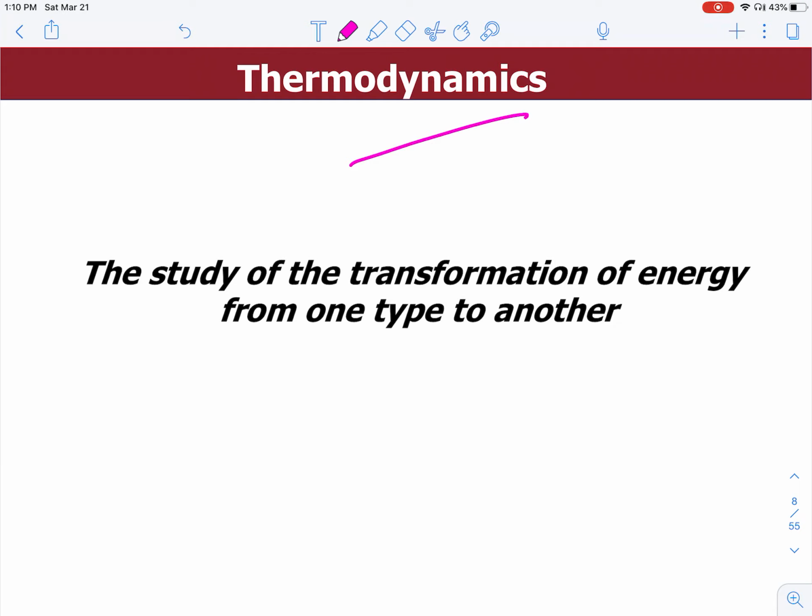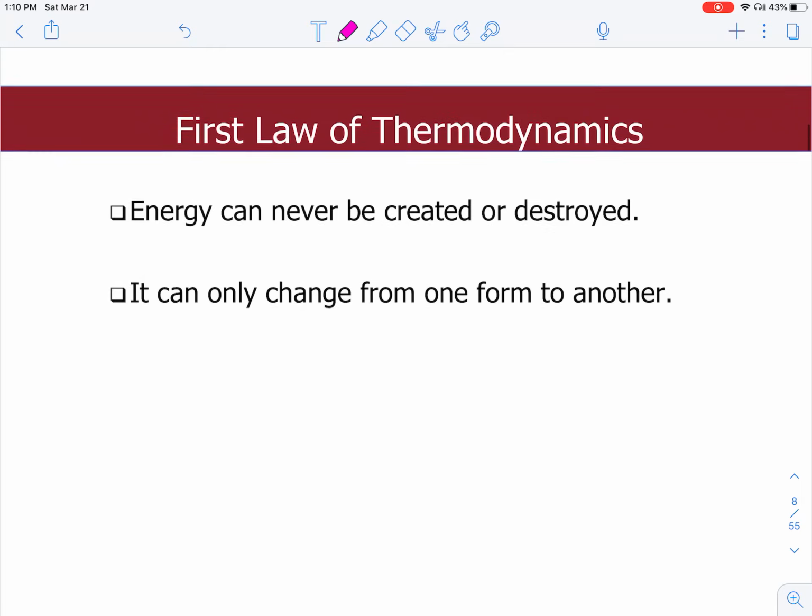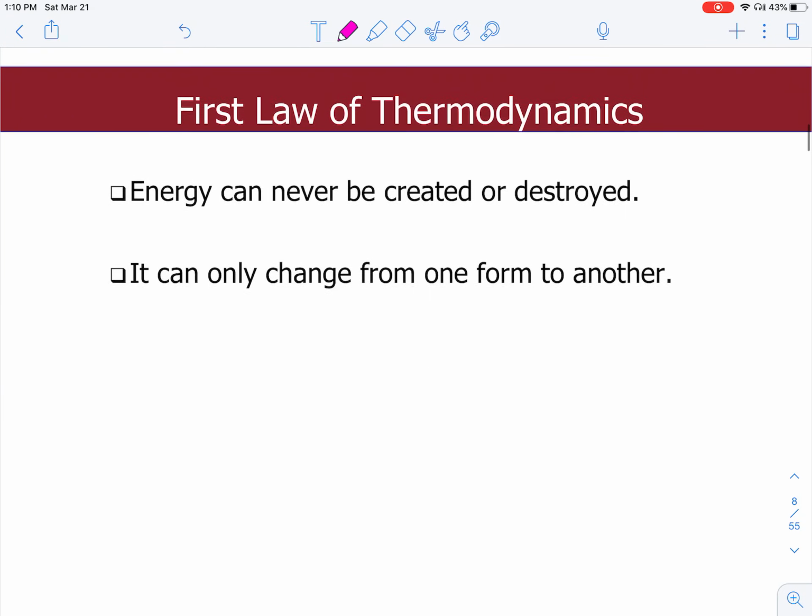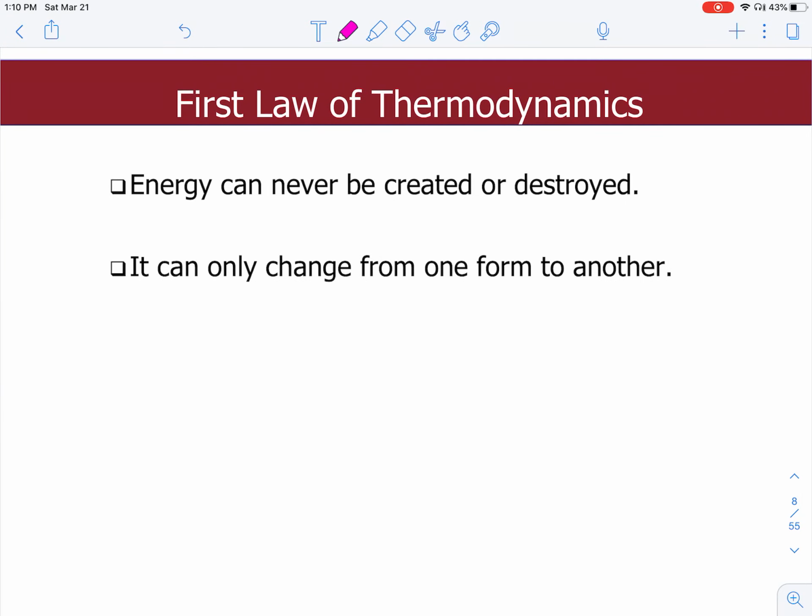Thermodynamics, as you could probably break down, means what? Thermo here is energy, dynamic is to change. And so we're looking at the change of energy from one type to another. And biological systems follow the same rules of physics that every other system does, and so they follow the laws of thermodynamics.